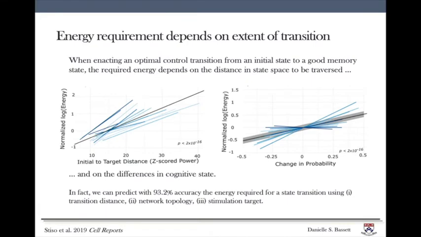So I'm not going to get into a lot of the particulars, but I wanted to show you these two plots just to give you an idea of where this has gone. This paper just came out in Cell Reports a couple of weeks ago. So what we have is, particularly for that second bit where we enact the optimal control transition from the initial state, so the pattern of power pre-stim, and then to a good memory state, we find that the energy required depends on the distance in state space to be traversed.